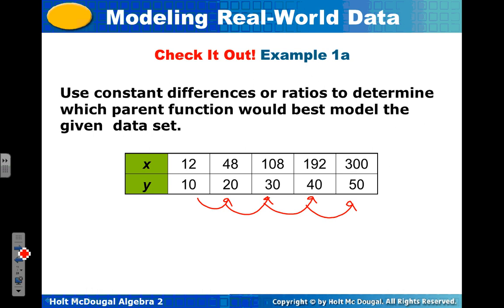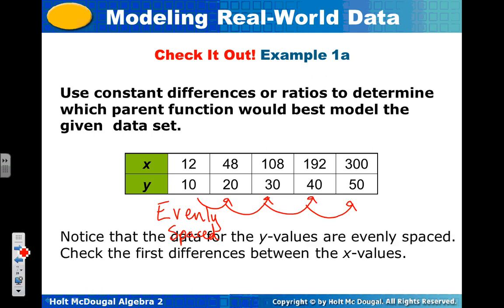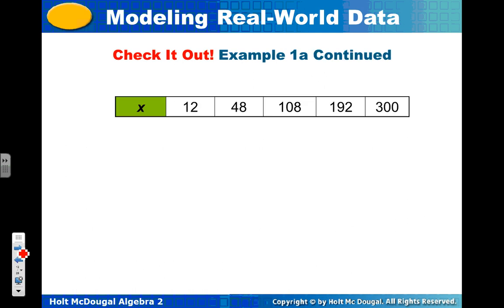Okay, so since the values for y are evenly spaced, we want to find the differences of the x values. That's what it says here. Notice that the data for the y values are evenly spaced. Check the first differences between the x values. So here's a list of the x values. 12, 48, 108, 192, 38. All right, so on your paper, go ahead and subtract them the first time.